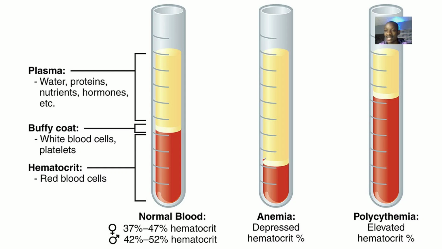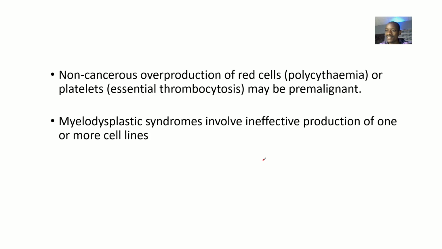Then next, we're looking at polycythemia, where there's elevated production. There's a non-cancerous overproduction of red blood cells. We call this polycythemia. Now, if there's an increased production of platelets, we call it thrombocytosis. That's overproduction of thrombocytes, and this may be pre-malignant. That's basically going towards acquiring cancer levels.